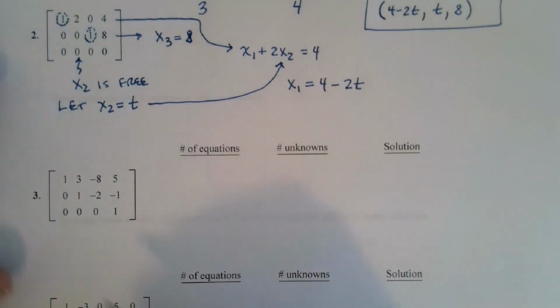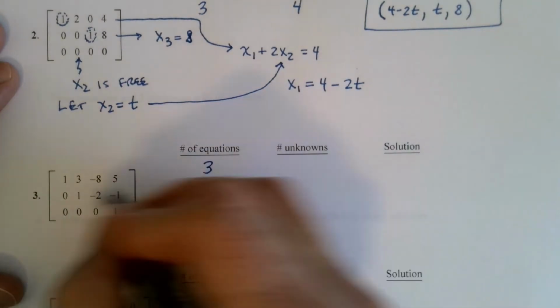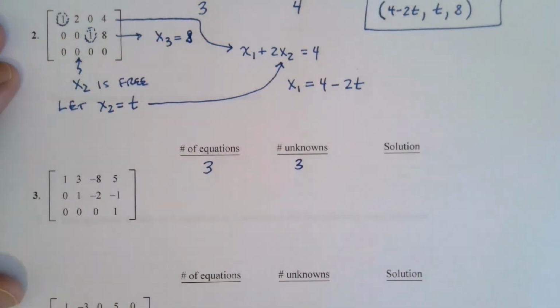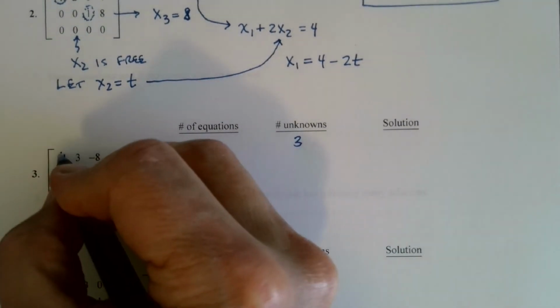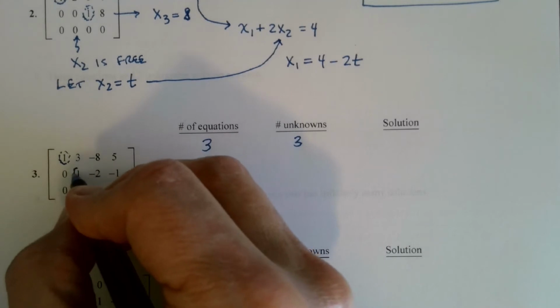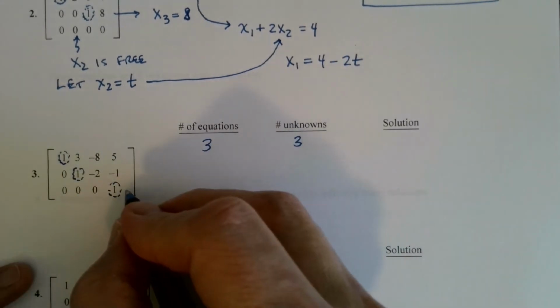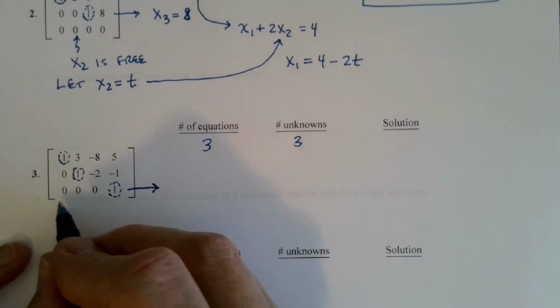Again, a system with 3 rows, so three equations, 4 columns. Remember, the last one's the constants, so 3 unknowns, so that's the same as the previous 2. And this time, again, I have leading ones here, here, and here, right? But let's just jump to this last one. This should stand out. What's this last equation say?